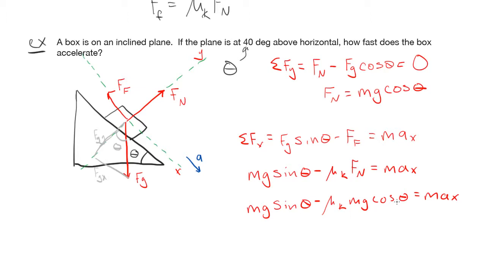And you notice something here: I have a mass term in each of these three force terms. So I can divide both sides by m, and then the equation's solved. I have acceleration in the x direction, which is what I'm after, equal to g times sine of theta minus mu sub k times g cosine of theta.